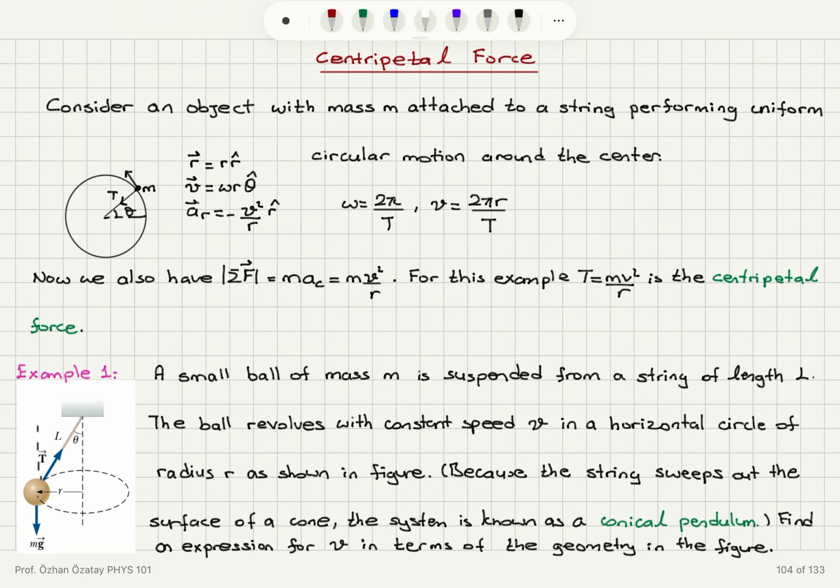Now remember that if the object makes one full circle in a period T, then the angular speed is omega equals 2 pi over T, and the speed of the object, the tangential velocity magnitude, is 2 pi r divided by T, where r is the radius of the circle. Okay, so in this video, we're going to try to identify the centripetal force that's responsible for the circular motion.